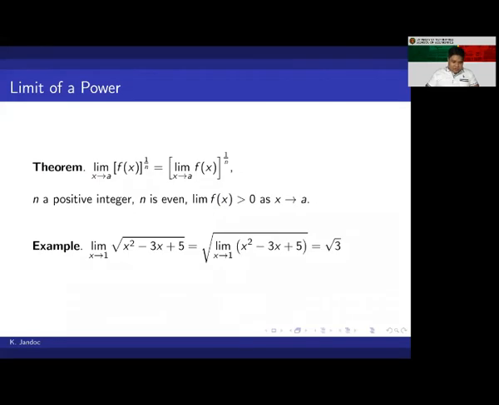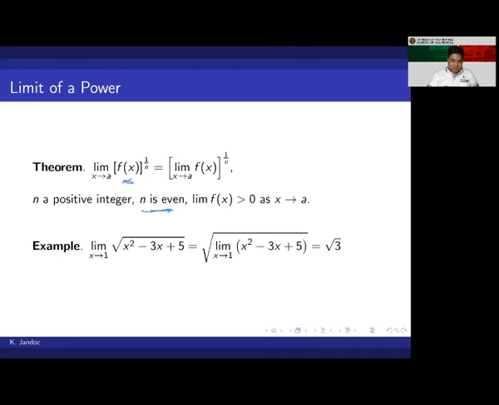Okay, so here's another theorem on the limit of a power. For example, you have this function f of x, and you want to raise it to 1 over n. So what's raising it to 1 over n? Raising it to 1 over n, for example, n equals 2, is just getting the square root. And in this case, n should be even, so you can only admit 1/2, 1/4, 1/8, and so forth.